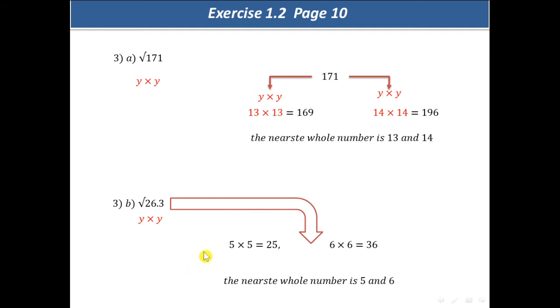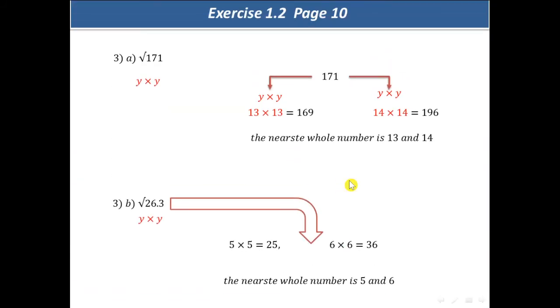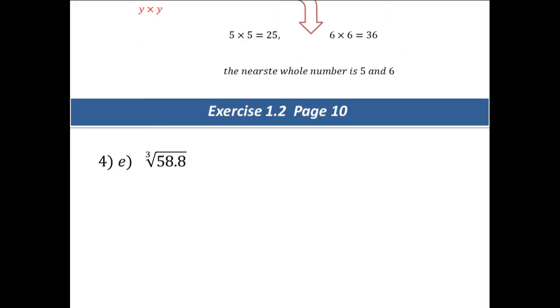From the left side, 5 times 5, 25. This is the nearest number to 26 from the left side. 6 times 6, 36. It is the nearest number to 26.3 from the right side. So you can say the square root of 26.3 is bigger than 5, smaller than 6. This is the same question, but expressed in another way. It's the same procedure.